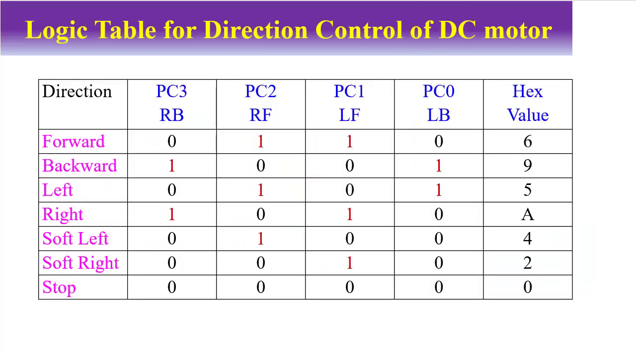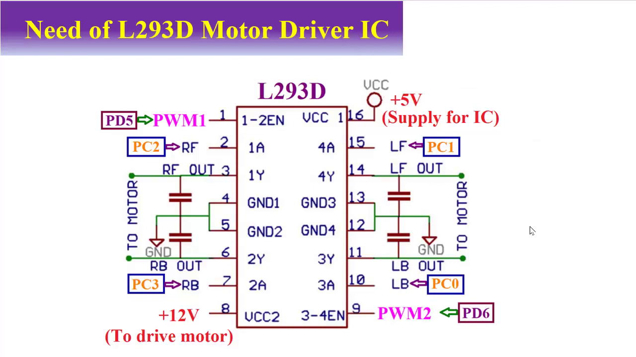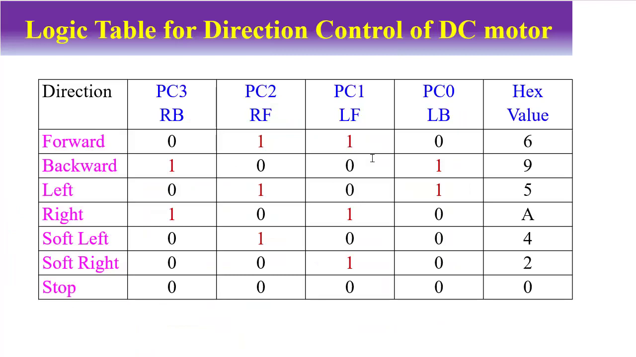Now what will be the logic table for controlling the DC motor in different directions? Say both motors should move in the forward direction. For that case, PC1 should provide logic 1, PC0 should provide logic 0, PC2 should provide logic 1, PC3 should provide logic 0. So the logic table is like this. This combination provides forward movement of the left motor. This combination provides forward movement of the right motor. Both motors will move in the forward direction, so the robot will move forward.